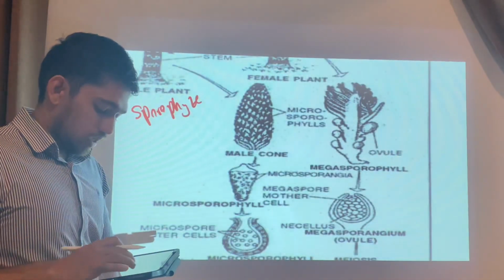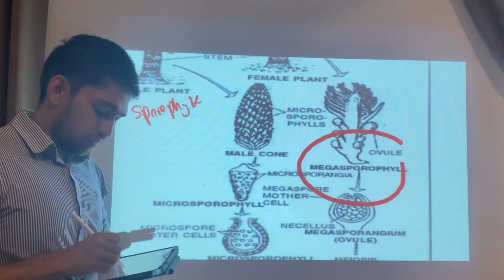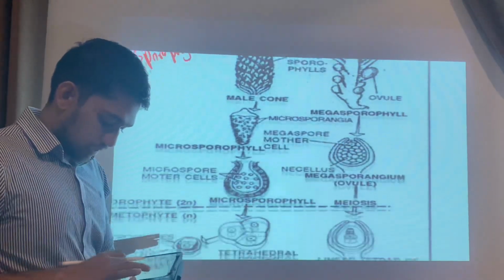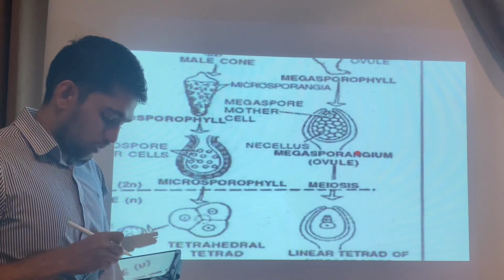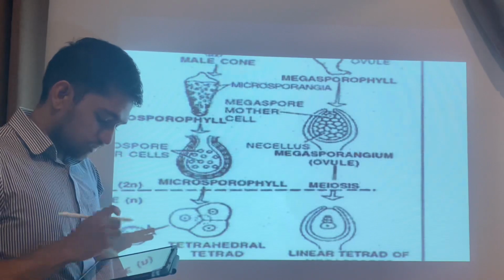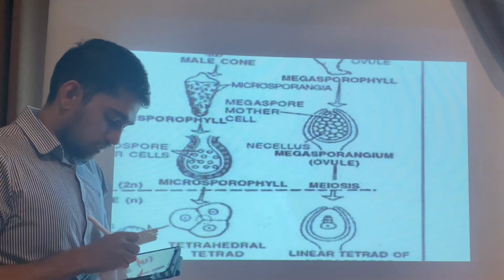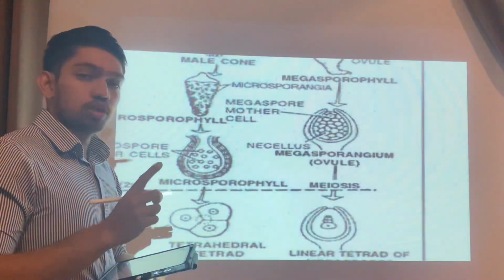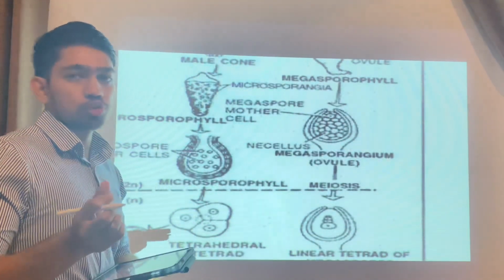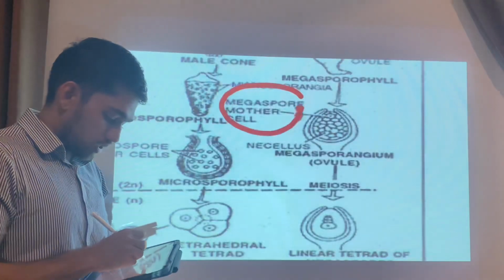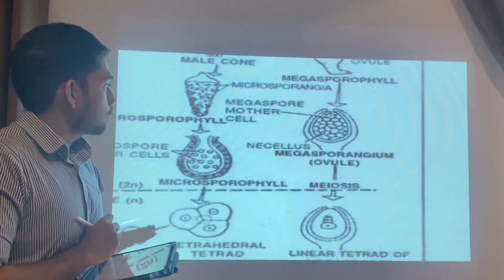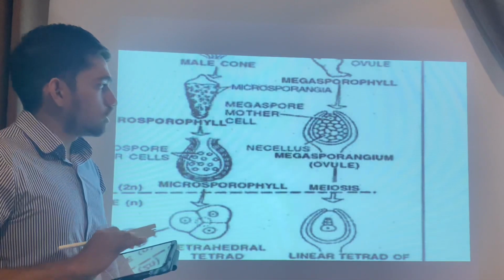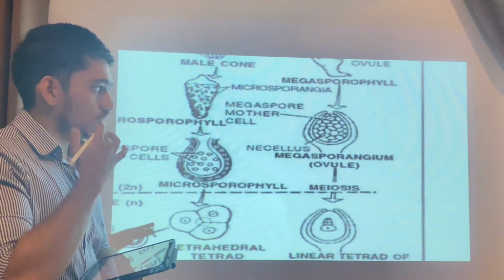So you can see in the crown of megasporophylls we have ovules, right? This is a magnified image of an ovule. You can see inside we have the megasporangium. In the megasporangium, one of the megasporangial tissues will differentiate into a megaspore mother cell. That megaspore mother cell is surrounded by the rest of the megasporangial tissue.